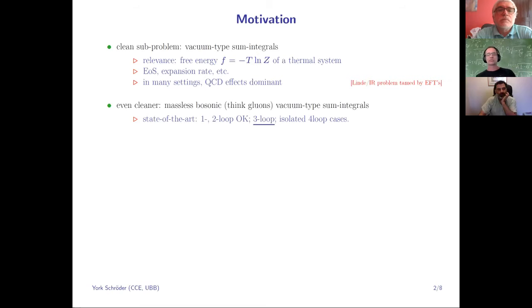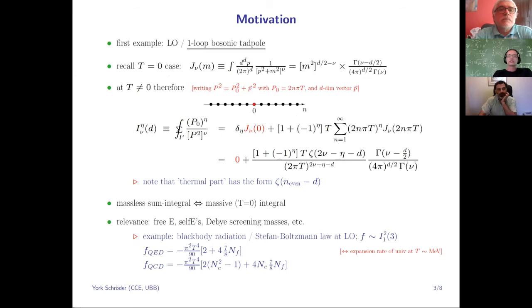One can compute many processes. From 3 loop on, that's the frontier. So we've been working on that for a while. There's isolated 4 loop cases which have been solved in this setting, but that's too hard for the moment. So let's go to the most simple setup here.